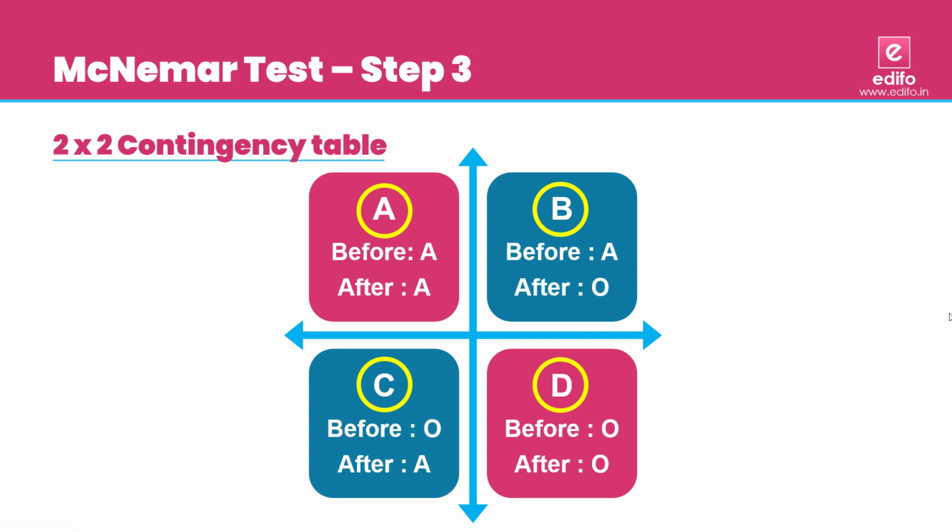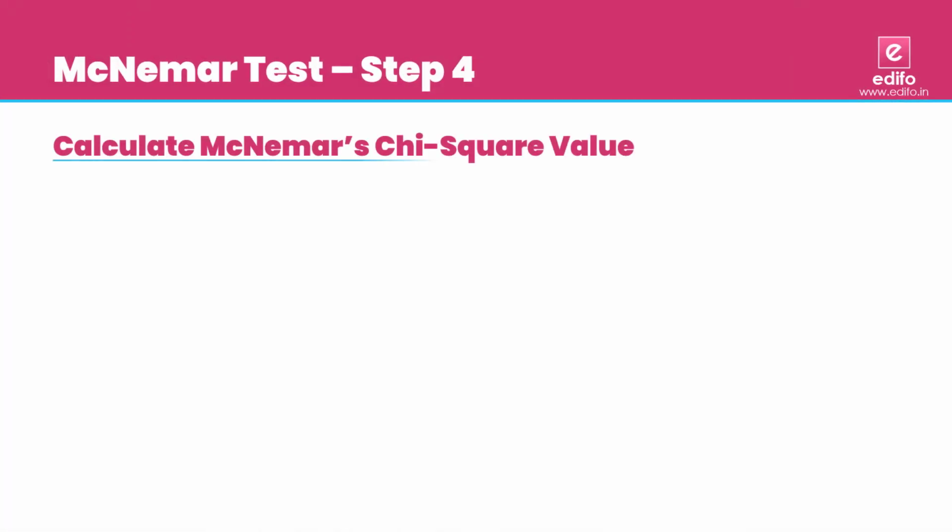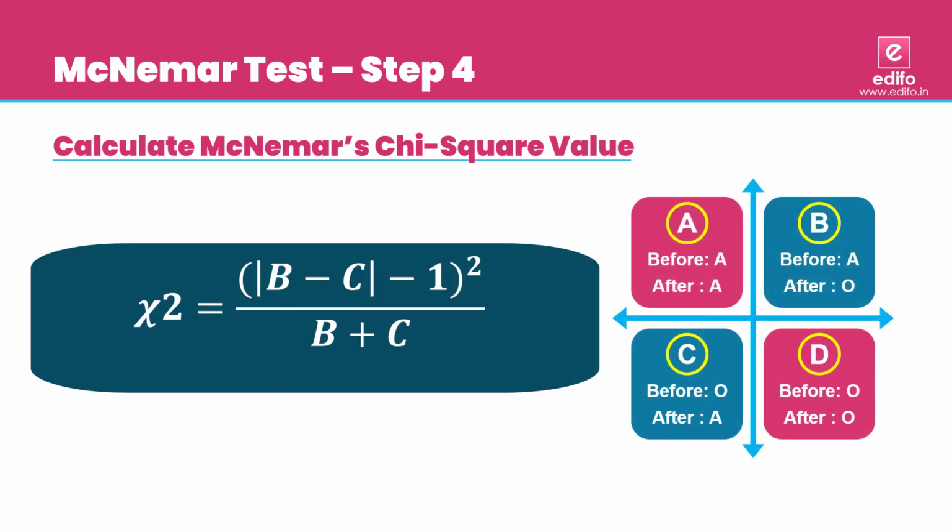Now we move to step 4. The step 4 is the McNemar chi-square value calculation using the McNemar test equation. Here is the equation of McNemar chi-square value. Chi-square value of McNemar equal to the difference of absolute value of B and C minus 1 whole square divided by the sum of B plus C. That is a column B and column C.